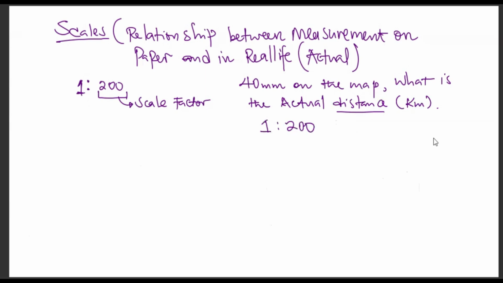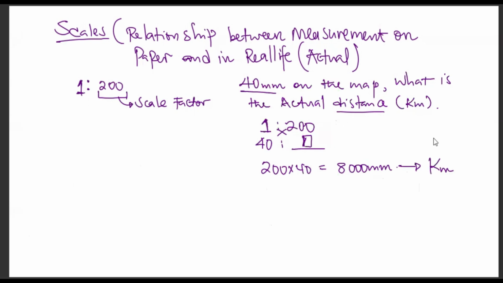1:200. This means one on the map. So if you have got 40 millimeters, what will it be in real life? You don't know. Usually leave it as a box. What we do, we cross multiply. So we end up having 200 times 40. These were millimeters. Also here you get 8,000 millimeters. Now, 8,000 millimeters, we want it to become actual. What do we need? Kilometers.